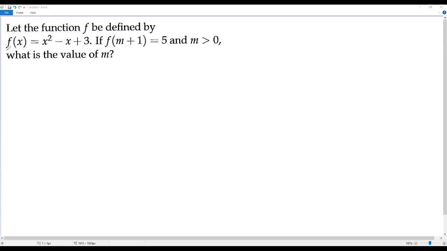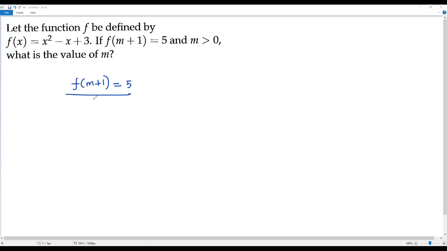So here we have the function f(x) and we have to find the value of m with the condition f(m + 1) = 5. Let me write the condition over here: f(m + 1) = 5. And we have an expression that is equivalent to f(x), that is f(x) = x² − x + 3.